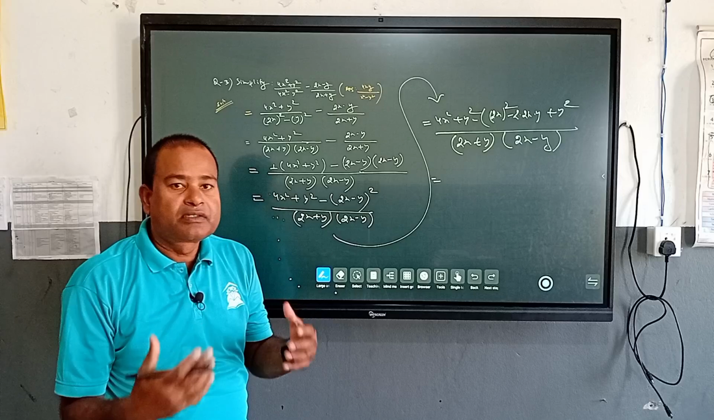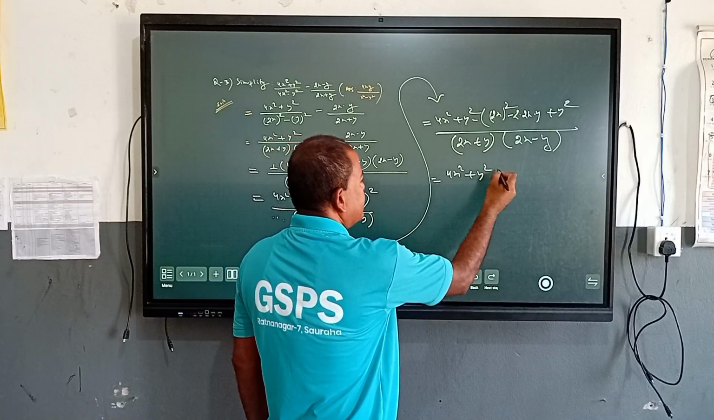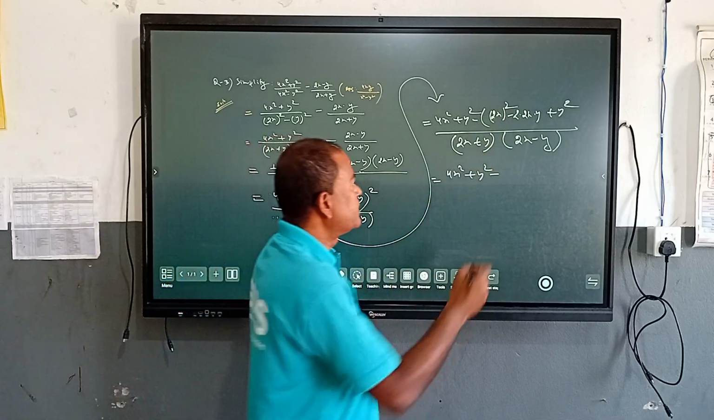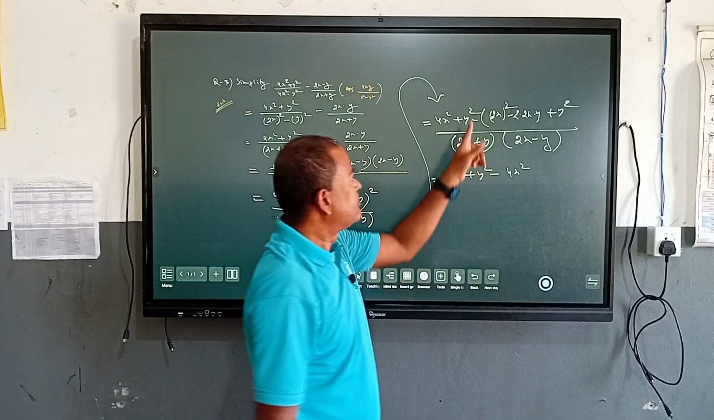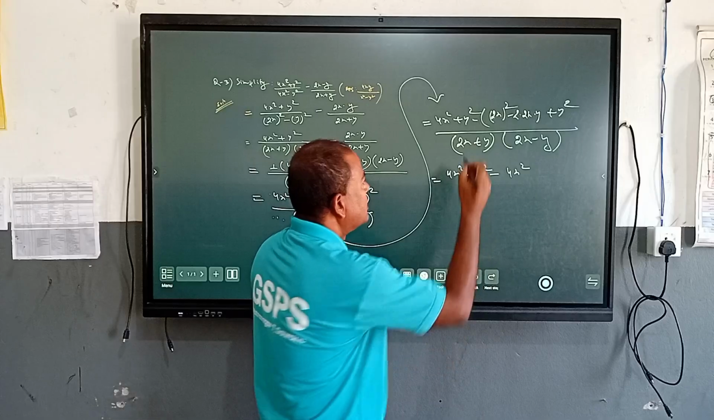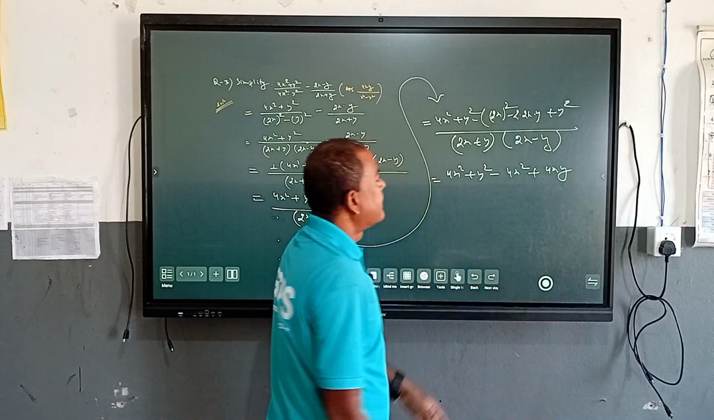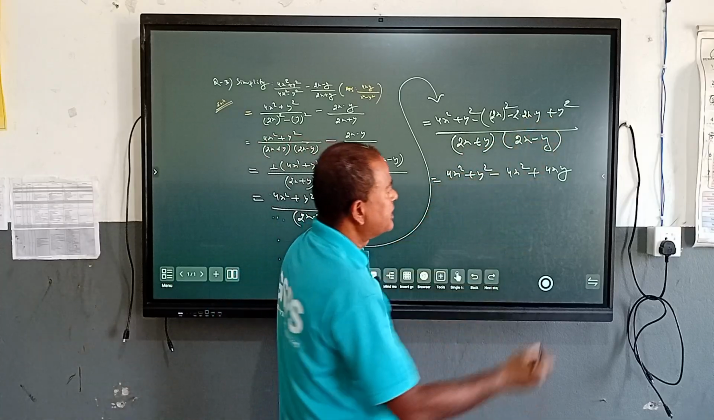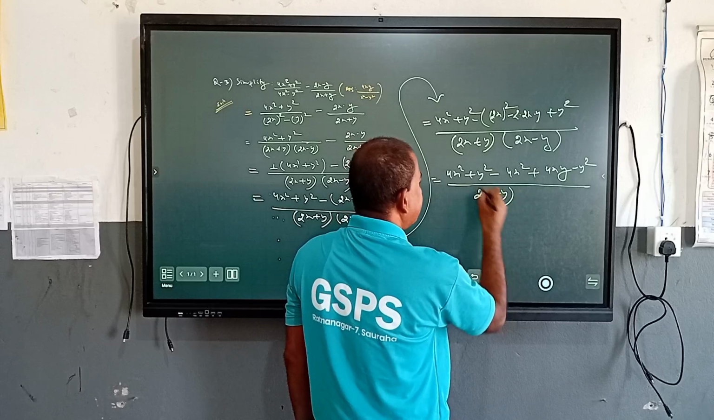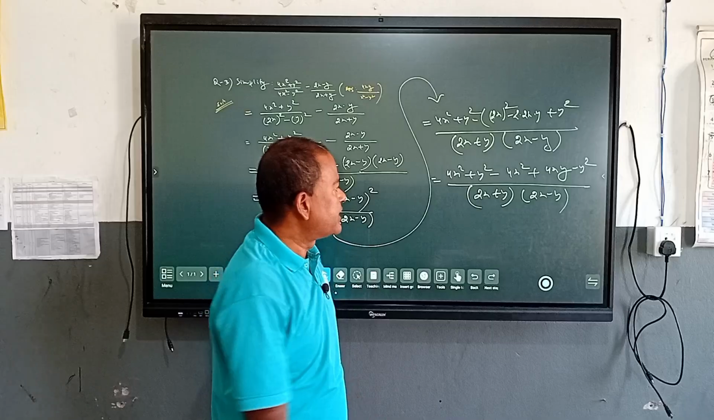Dear students, let's simplify it further. 4x square plus y square as it is. Now 2x whole square, 2 to the 2, that means we get 4x square, and minus plus we get minus, so we have to open the bracket with the minus sign also. Minus 2 times 2 xy, that means minus 4xy, minus plus minus, that means we get minus y square, keeping 2x plus y and 2x minus y as it is.